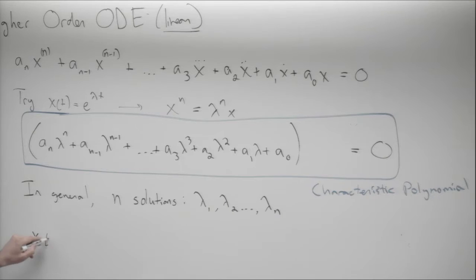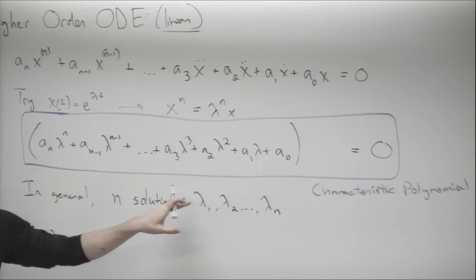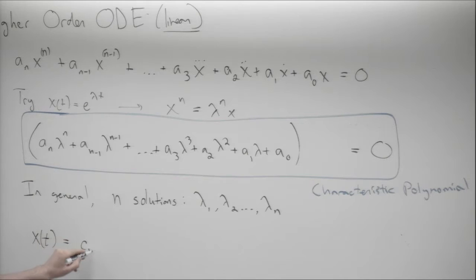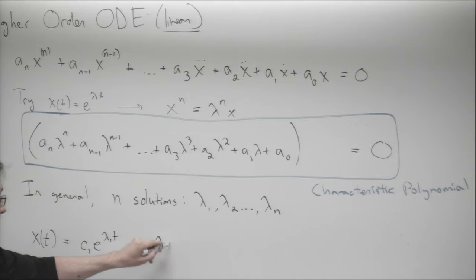And so the solution, x at time t, is going to be written in terms of a linear combination of exponentials of these eigenvalues, or these lambda values. So x of t is going to be some constant times e to the lambda 1 t, plus another constant e to the lambda 2 t, plus dot, dot, dot, plus some nth constant e to the lambda n t.